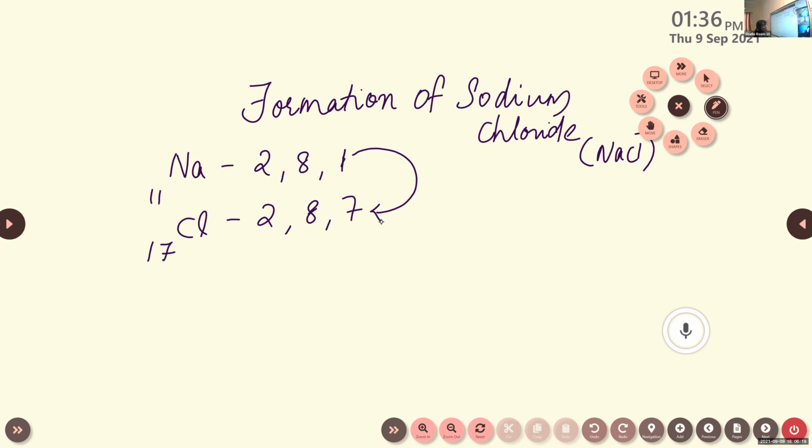Now we can represent this in the form of a certain structure. A symbol with certain dots, that is known as Lewis structure. Okay, Lewis structure. We can draw Lewis structure. Before that, we can write the chemical reaction that takes place in each one, metal and non-metal. Here sodium is a metal, chlorine is a non-metal, right?